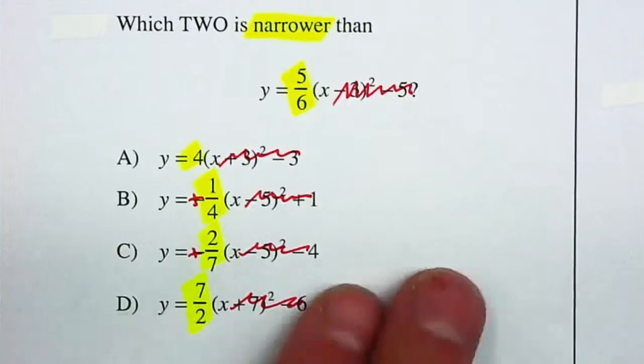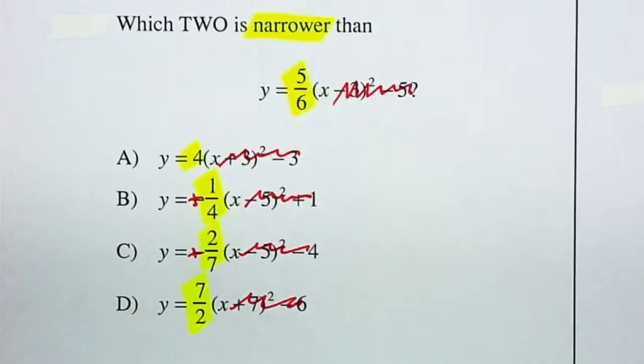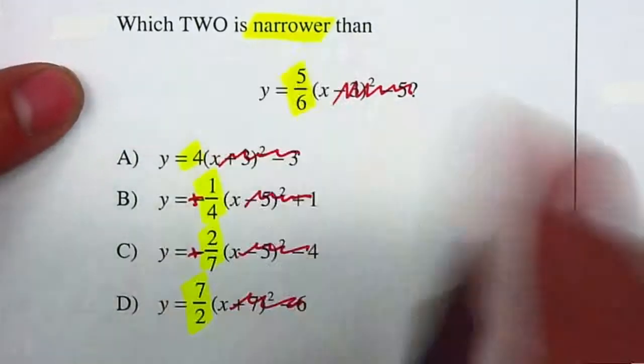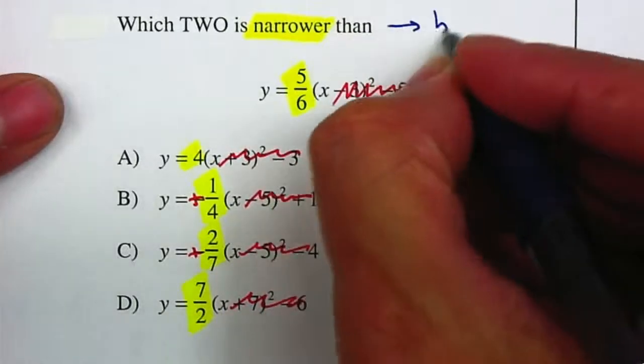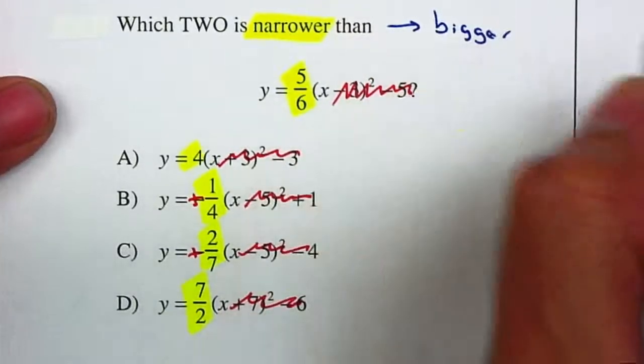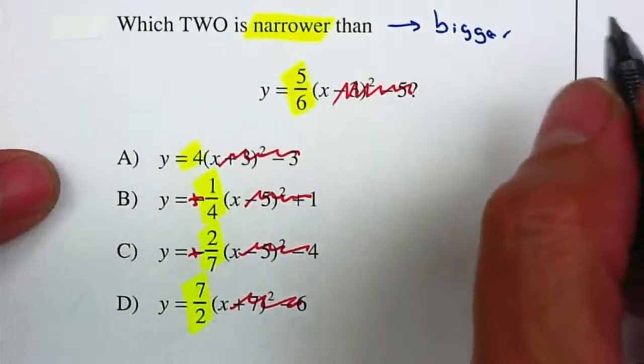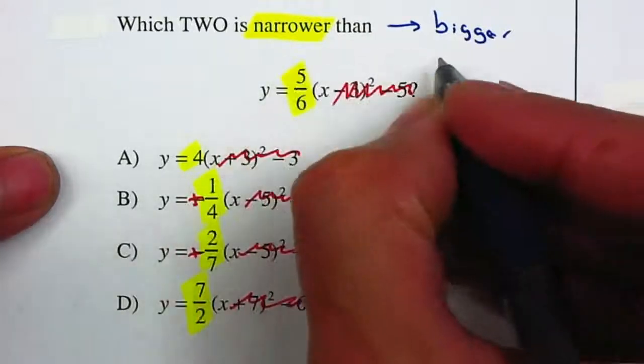And there's two ways to be able to determine this. One is that you need to be able to memorize that if it's narrow, we're looking for a bigger number, bigger value than A. If it's wider, we'll be looking for a smaller number.